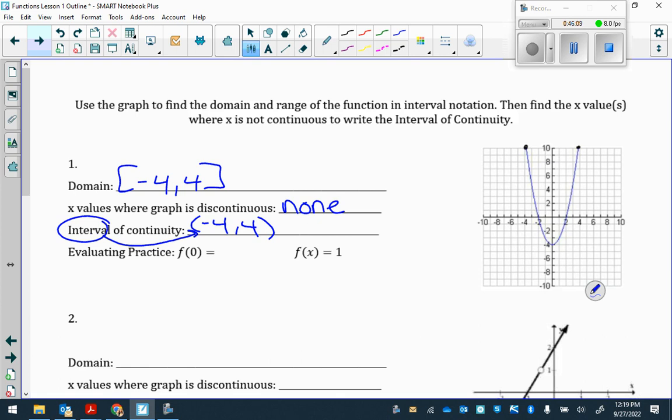Why? The 4 is here. Yep. -4 to 4. And for evaluating, f of 0 would be what? -4. This means when x equals 0. How about f of x equals +1? So what do we have to find?